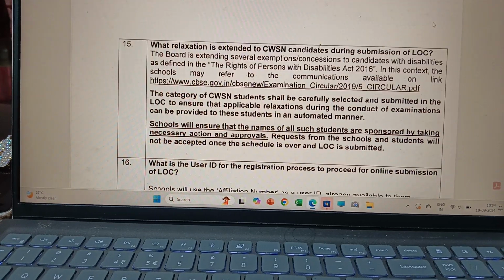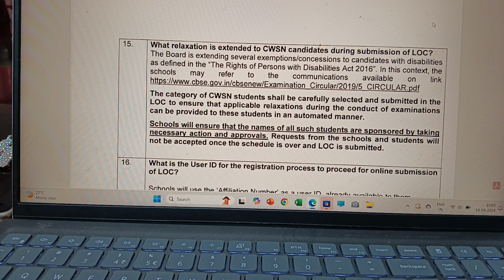Then 15th question, what relaxation is extended to CWSN candidates during submission of LOC? The board is extending several exemptions and concessions to candidates with disabilities as defined in the Rights of Persons with Disabilities Act 2016. In this context, the schools may refer to the communications available on the link.